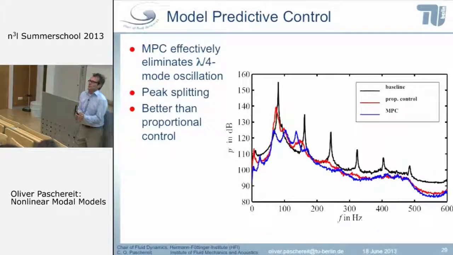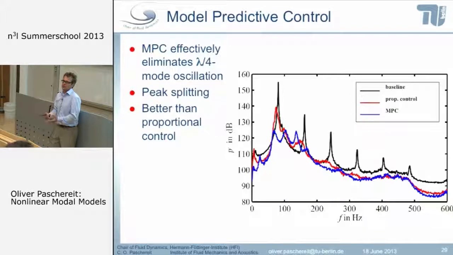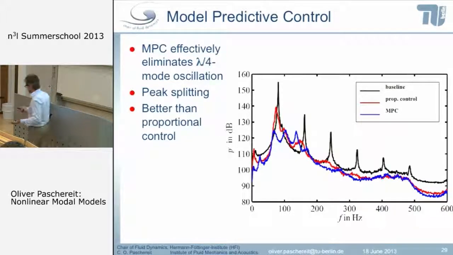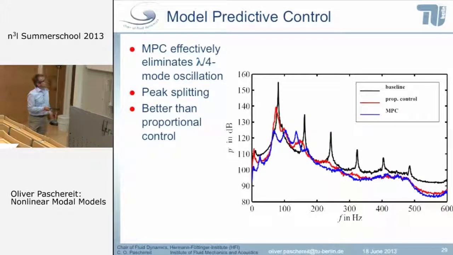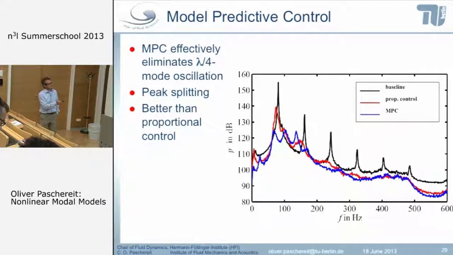Then you would like to have a model which describes the pulsation behavior of your burner. The model we used here was based on the transfer function we measured before. And this model-based predictive control actually got us a very nice suppression of our instabilities.